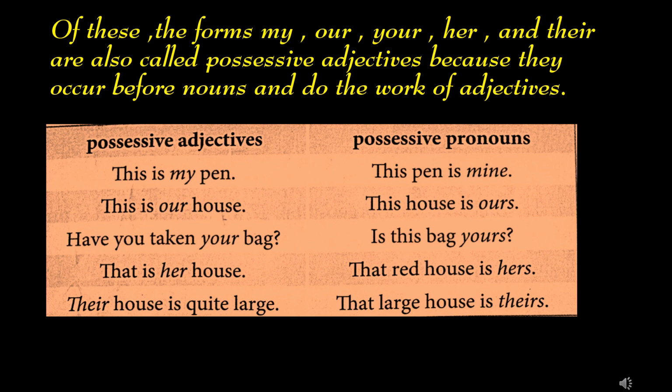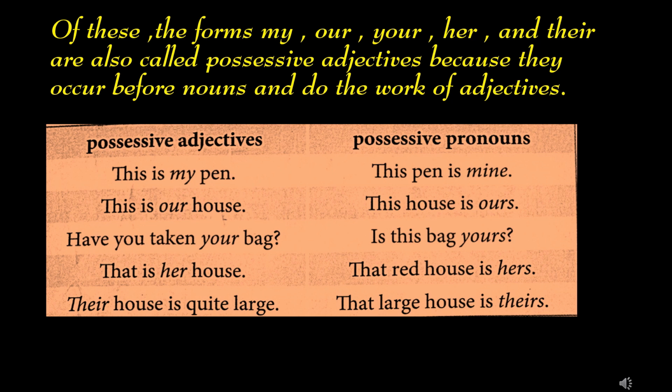Possessive adjectives. This is my pen. Pen is a noun. The adjective came before the noun. This is our house. House is the noun. Have you taken your bag? Here bag is the noun. That is her house. House is the noun. Their house is quite large. Here also house is the noun.